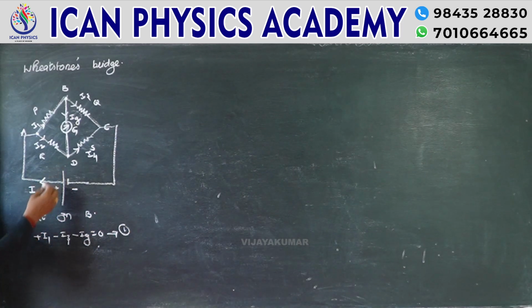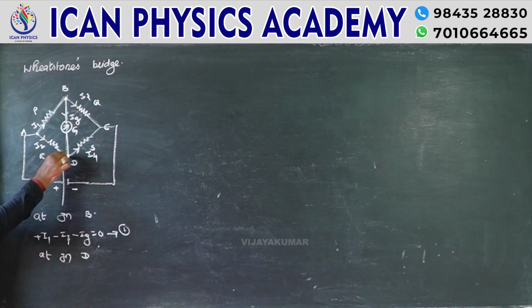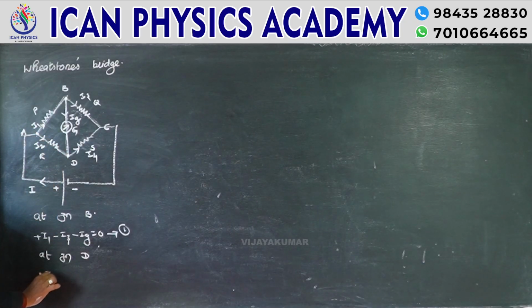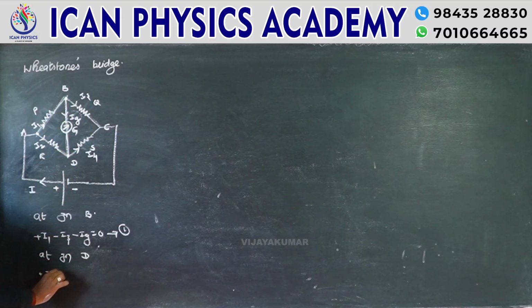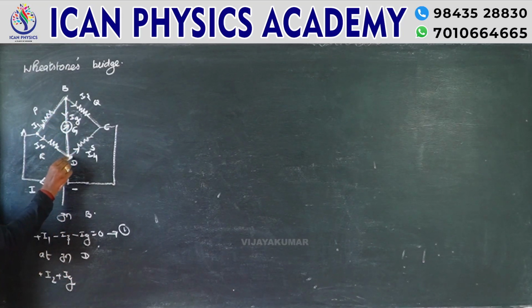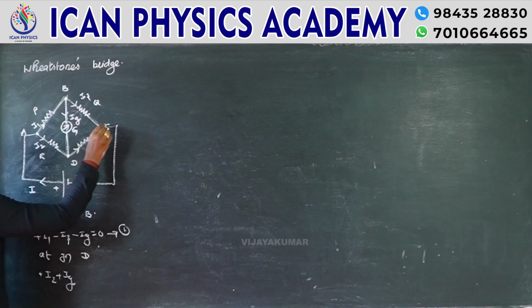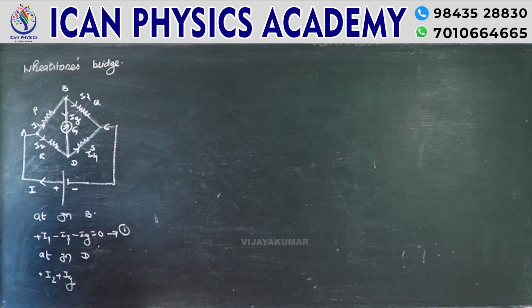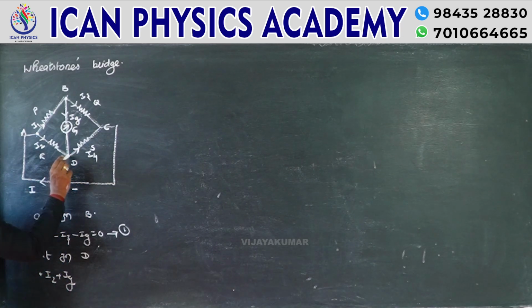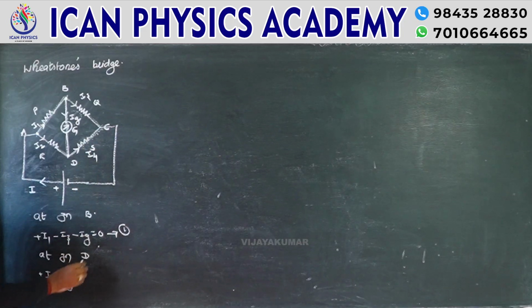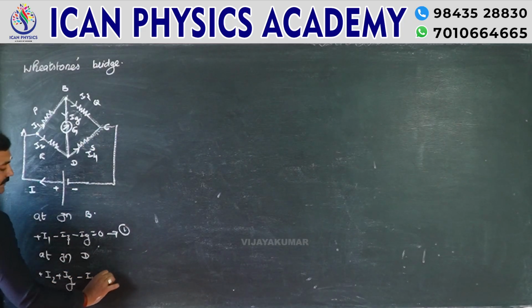Now let us see the opposite junction, junction D. At junction D, I2 is the current moving towards the junction, so plus I2. Ig is the current moving towards the junction, so plus Ig. I4 is the current moving away from the junction. Sir, moving away, moving towards? Just see the arrowhead. The arrowhead is moving away, so that's minus I4 equal to 0. Now it's taken as equation number 2.